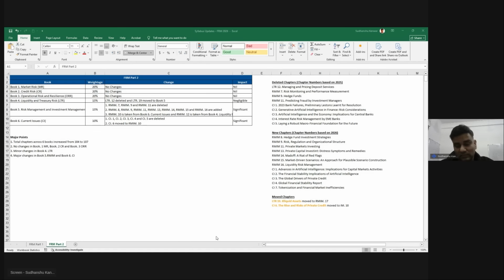Book 5 and Book 6, the major restructuring has happened there. In Book 5, a lot of restructuring. Book 6, which is Current Issues, several chapters deleted and major reorganization.